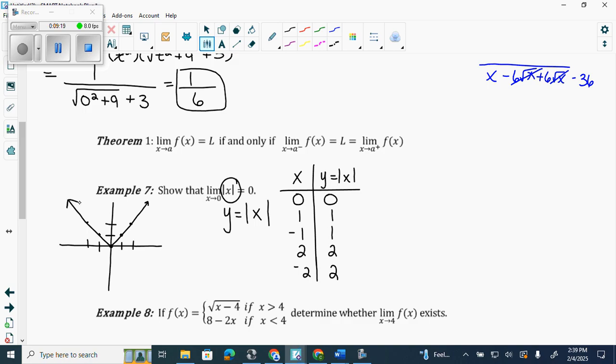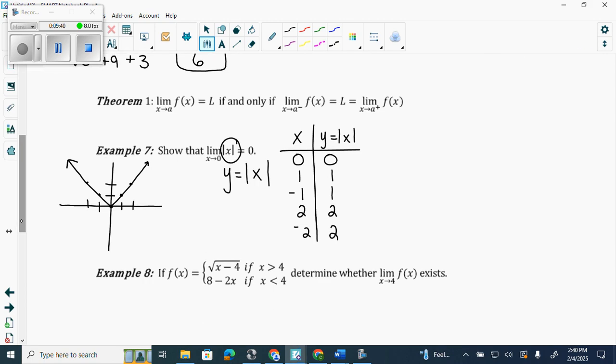Do we agree? So how we prove that a limit exists is to prove that from the left and the right you reach the same value. Yes? Some people will say, well, the limit as x approaches 0 is 0. Done. That's not how you actually prove it by a written response. You have to show from the left and the right it approaches that value.